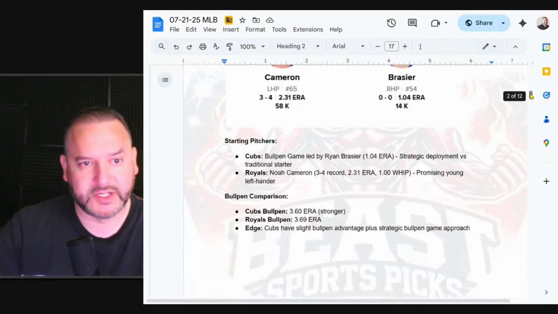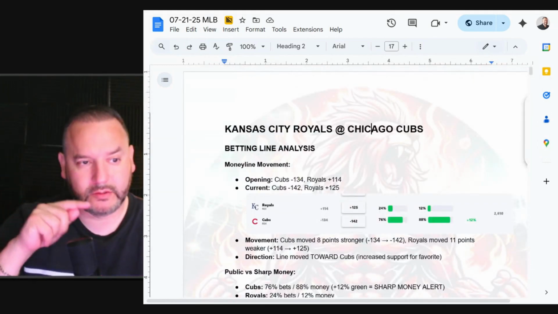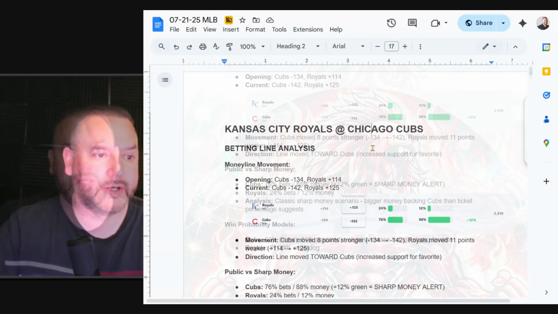You can see how much data is here, 12 pages for 3 games. Now, I will give you 2 games that I really like just for being here. It's going to be these 2 teams right here. Let me get into it.